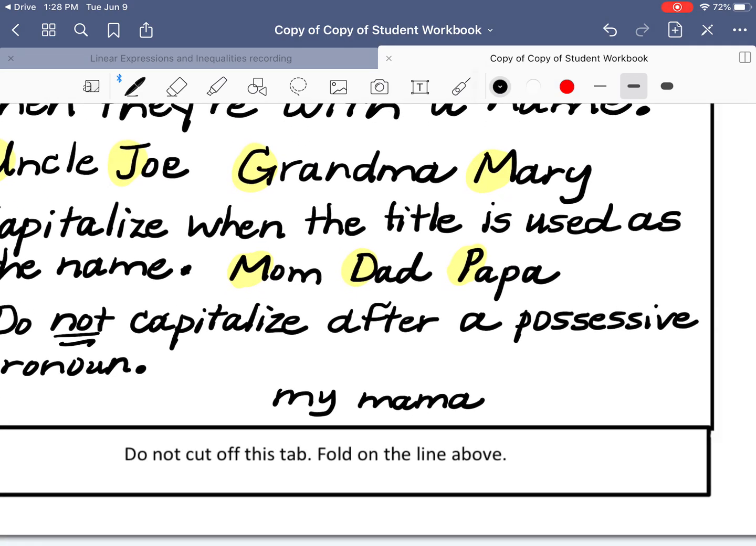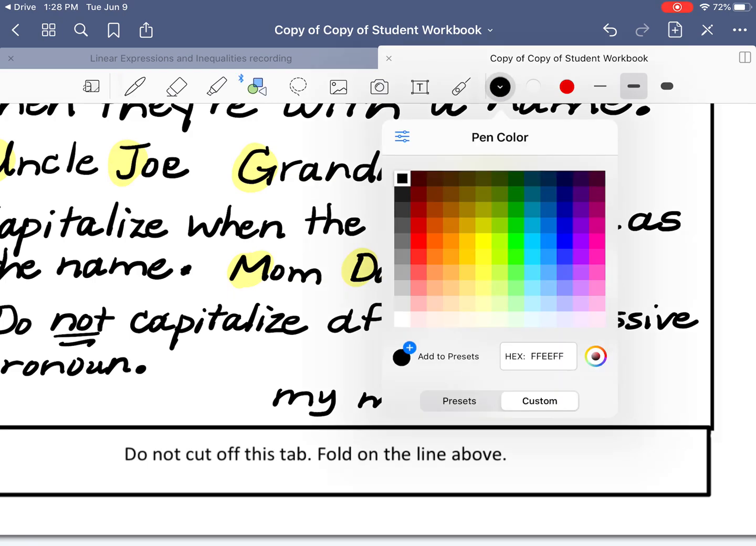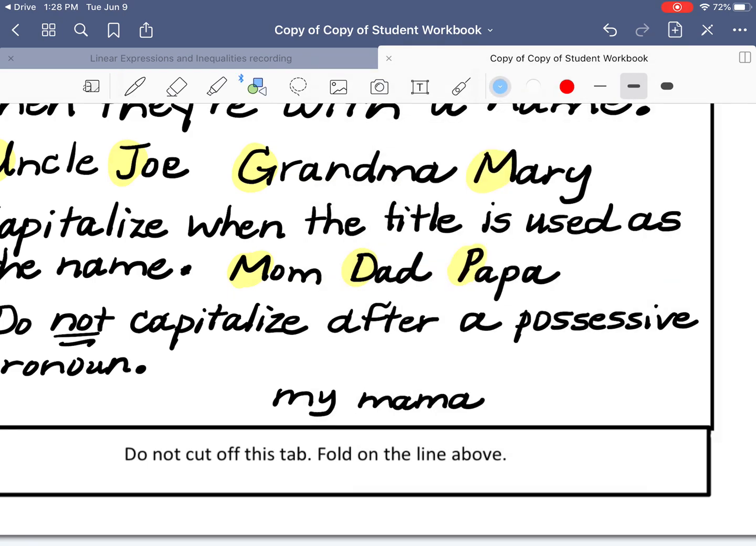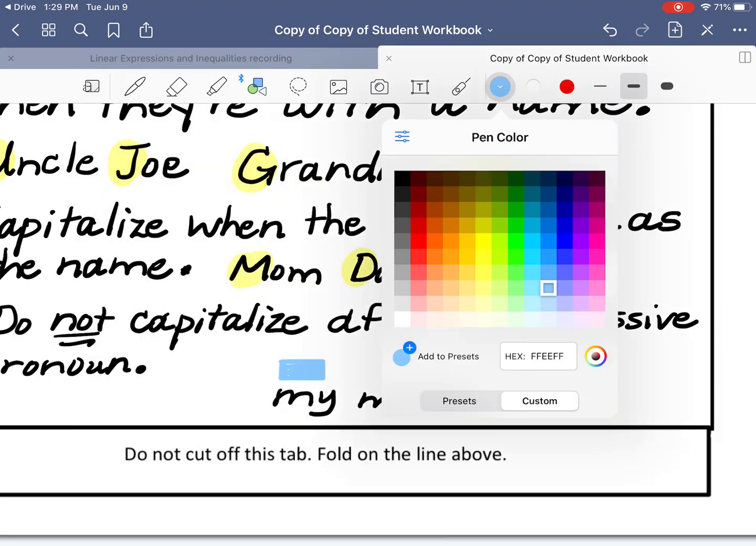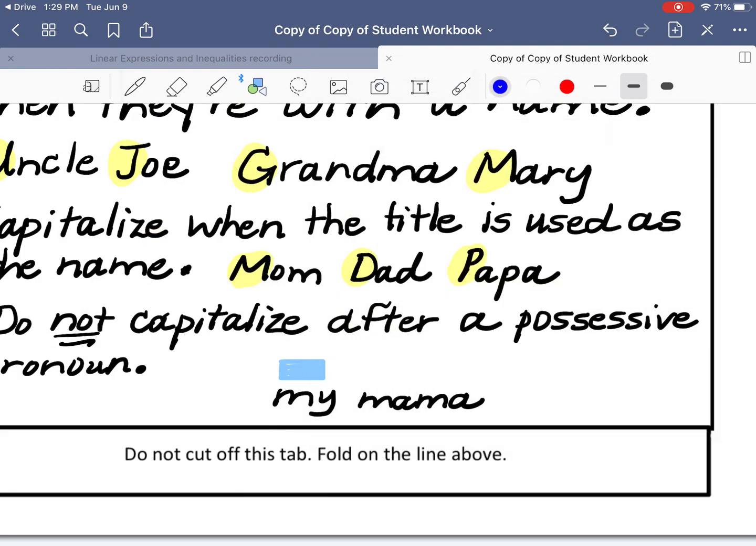My is a possessive pronoun. Pronouns, remember, take the place of nouns. So we're using that light blue symbol. And then here is the dark blue noun. Mama is a noun. Mama is a person. Okay.